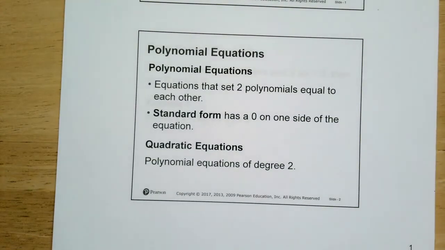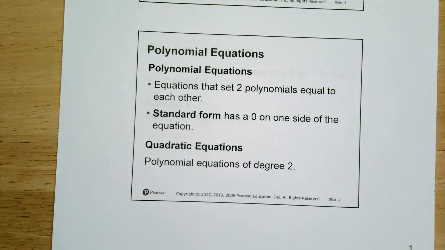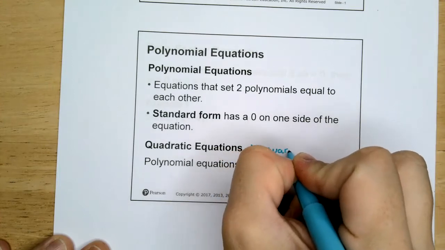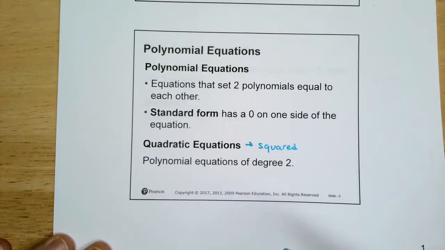Polynomial equations are equations that set two polynomials equal to each other. But a standard form has a 0 on one side of the equation. And what we're doing today is solving, which means what number can be substituted for the variable x to make this equation true. Quadratic equations, which also just means a squared equation, are polynomial equations of degree 2.